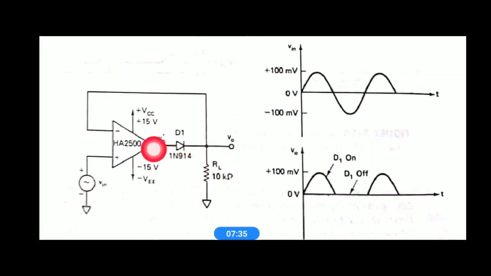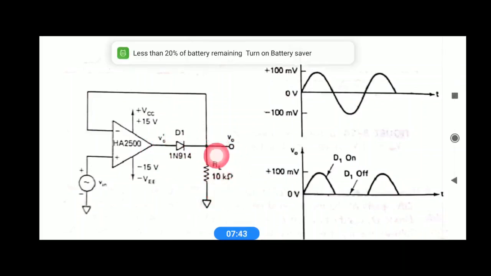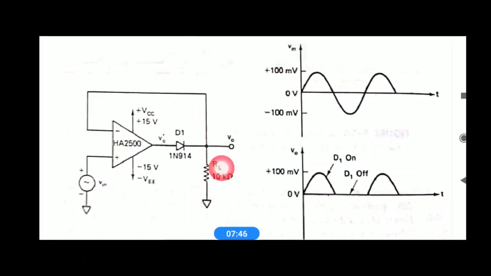So 0 volt here, 0 volt here, the diode will be reverse biased. Hence the diode will be open circuit. Since the diode is open circuit, the output voltage here you will get is 0 volt, right? The output voltage here is 0 volt.